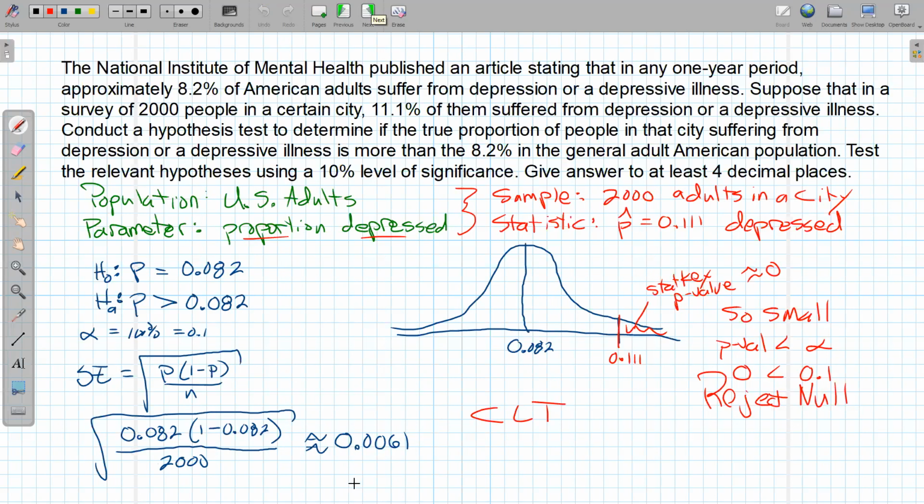So according to the central limit theorem, the test statistic for a proportion is a z-score. And that z-score is found by taking your sample statistic, 0.111, subtracting the null value, 0.082, and dividing by the standard error, which is about 0.0061. So let's do that. And again, think about it.